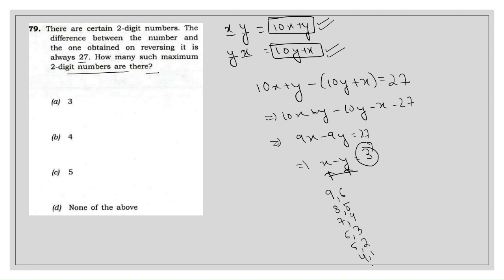We cannot take 3 and 0, because if we write the number 30 and reverse it, the number becomes 3. And we need 2-digit numbers. So the possible number of pairs is 1, 2, 3, 4, 5 and 6. So 6 will be the answer to this question. So the answer is none of the above, because there will be 6 such possible pairs.